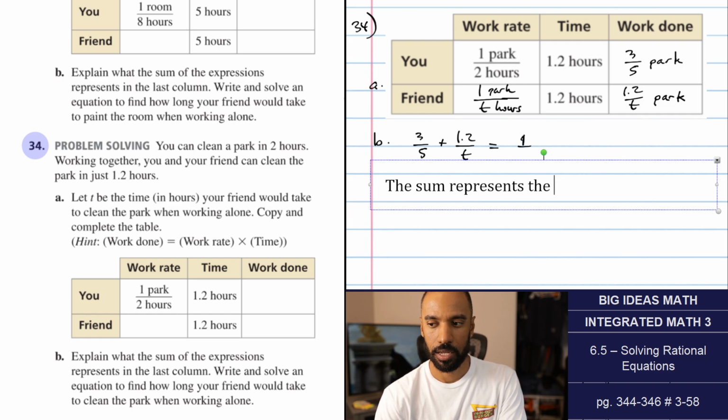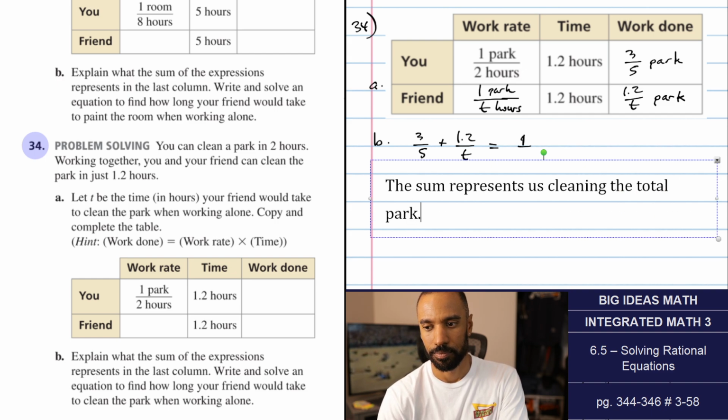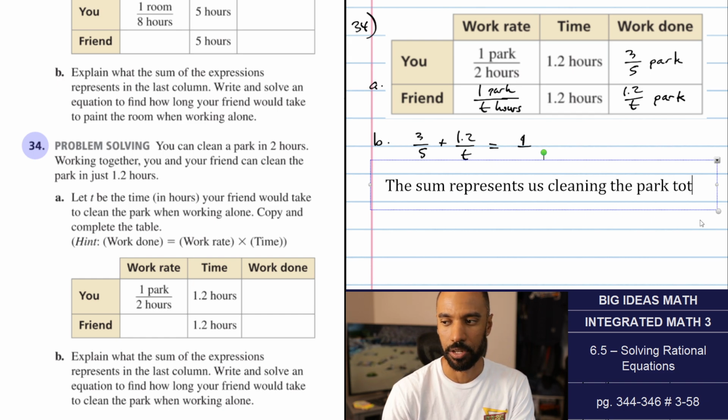Are we cleaning? What are we doing? The total amount... Us cleaning the total park. I don't know. The park in total. Together.